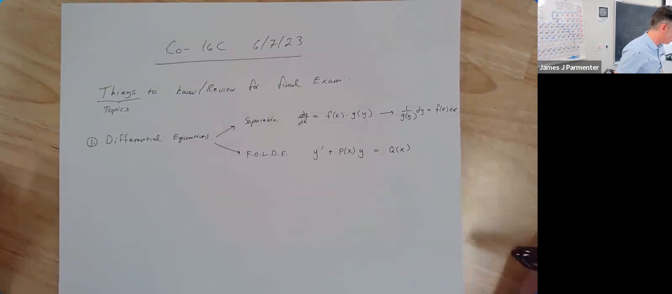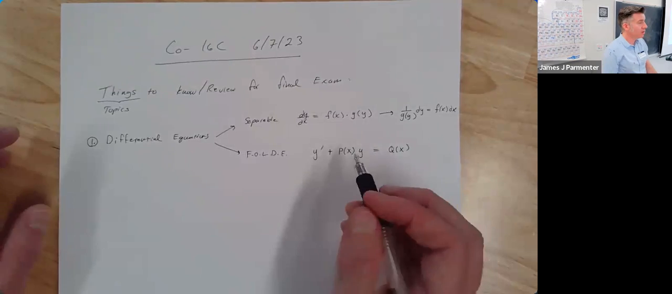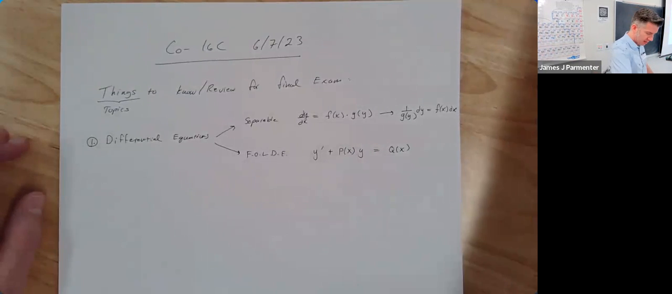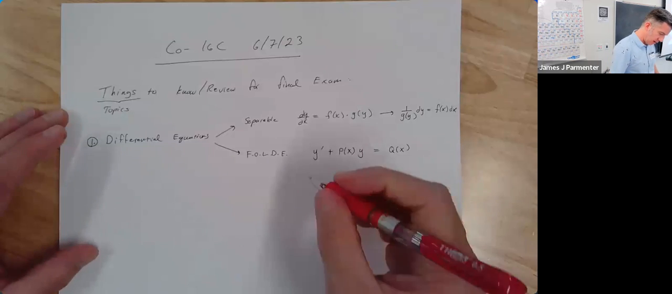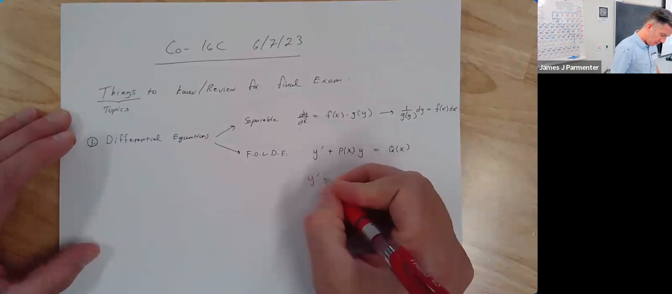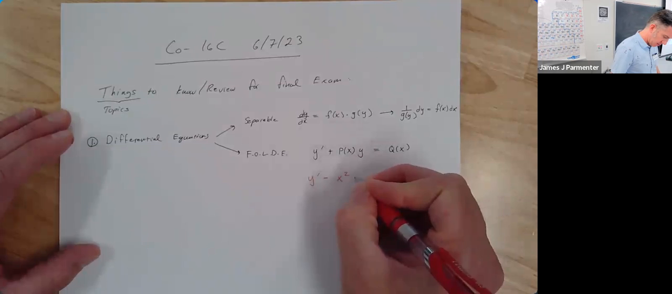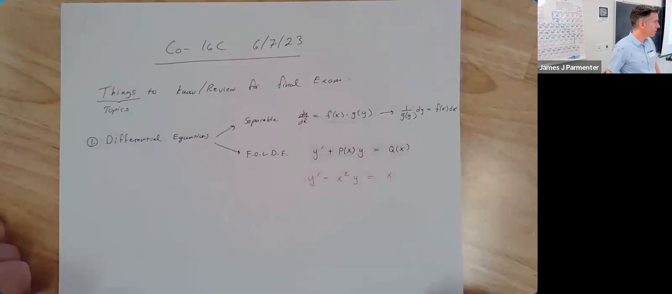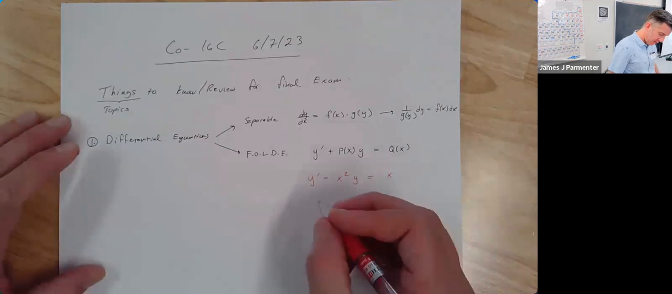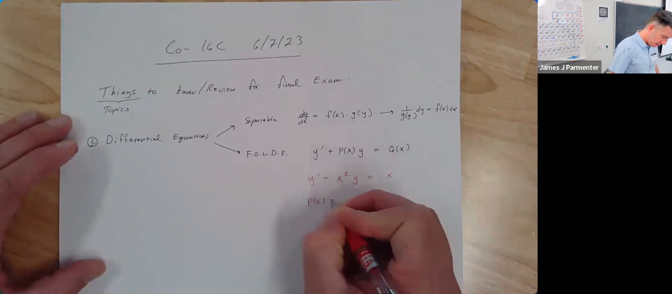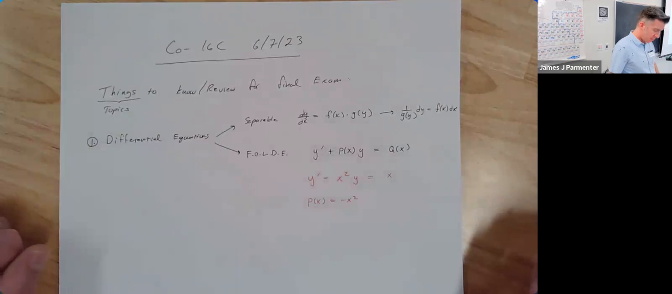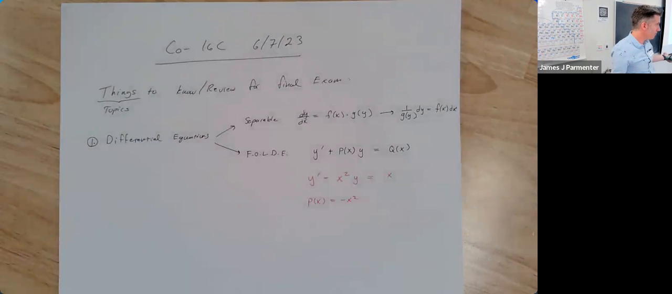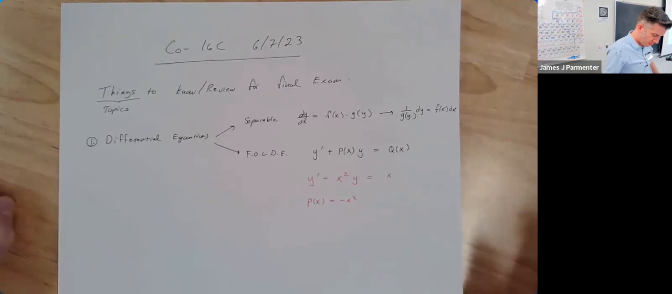It has to be plus. So if it's not, but that's actually an excellent question. So let's pretend for a second, let's say our equation was given as y prime minus x squared times y equal to x. Well, then my p of x would be negative x squared, because this is y prime plus negative x squared times y. That's the way to think about it.